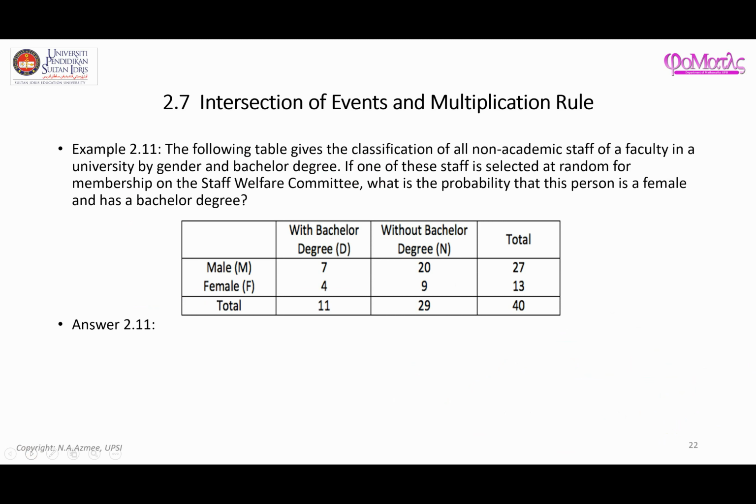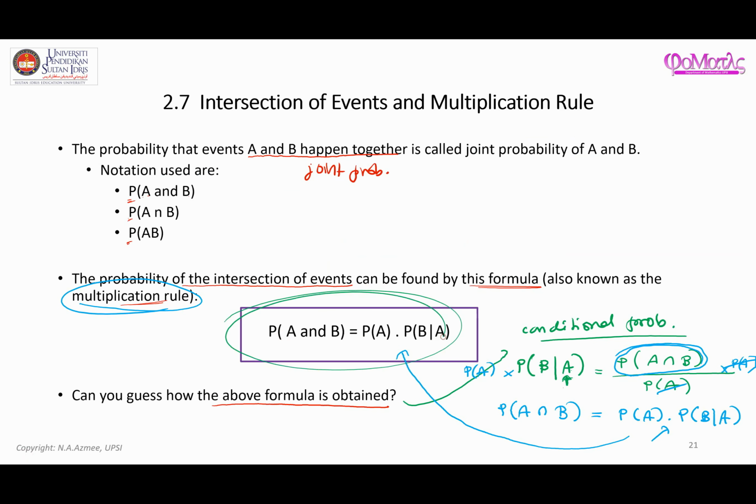Right, let's move on. Now, the following table gives the classification of all non-academic staff of a faculty in a university by gender and bachelor degree. So we've got male and female, and here we've got bachelor degree and without bachelor degree. If one of these staff is selected at random for membership on the staff welfare committee, what is the probability that this person is a female and has a bachelor degree? The good thing with having the information in a table like this is you can find the answer straight away from the table. You don't need to really be concerned with this formula here.